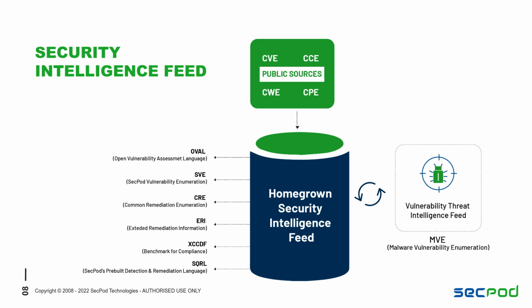We take CVE, CCE, CWE, CPE from a public source. Then we build a detection mechanism using OVAL for all those CVEs where the information is not readily available. It does take time to update in the databases. We go to the vendor site, we try to understand what that vulnerability is, and we develop something called SVE, which is our own enumeration, bringing in value to people.